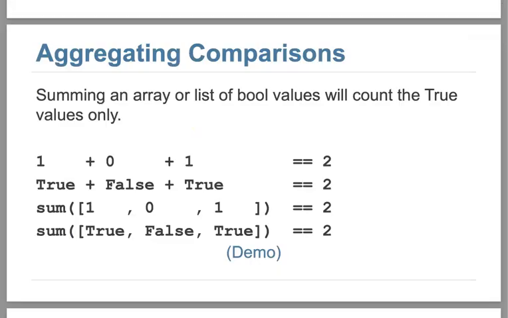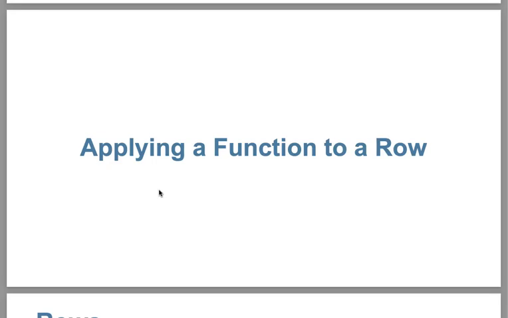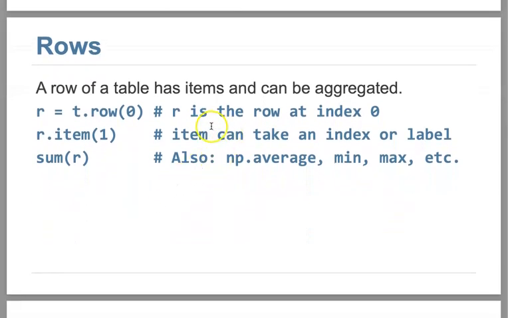But let's also talk about the row. We talked about how we can use the apply function to apply a function to a column. So can we do the row also? Yes, you can do that. Just be careful: a row of a table has items that can be aggregated. For example, we just get the row R, using the first row in a table. But this R actually is what? Be careful, this row usually is not an array, it's a list. But anyway, we can still find the item from that.